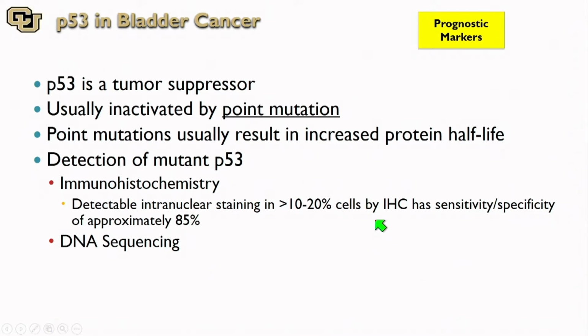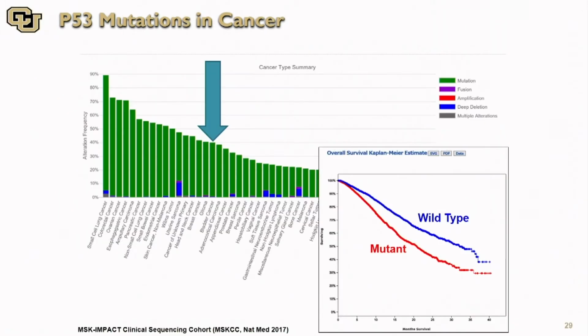Now let me move on to P53, and this is one that is sort of the poster child of mutations. P53 is probably the most studied gene in cancer. If it's not the most, it's close, it's up there. And it's usually altered by point mutation. There are a lot of point mutations in P53, and many of these result in extended half-life of the protein. And that extended half-life is actually detectable by immunohistochemistry, which I'll show you. And of course, the mutation is detected by DNA sequencing.